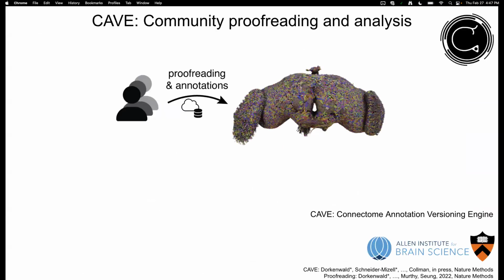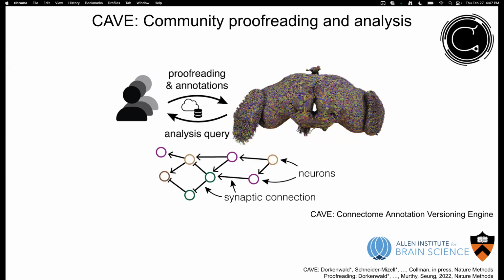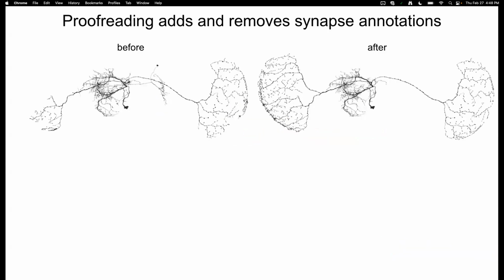So proofreading is really one piece of the puzzle, but we realized the second that you hand out the ability to proofread your neurons to a group of people, those people come back and they want to analyze the data because they are proofreading to get the circuit of their interest. And the problem here is the following, or the challenge, I should say.